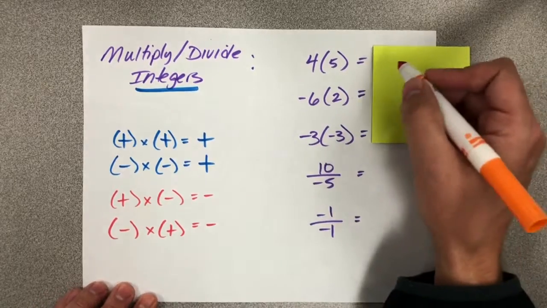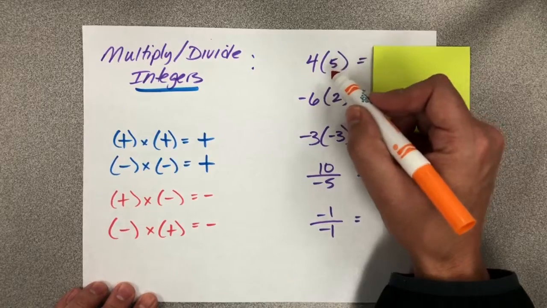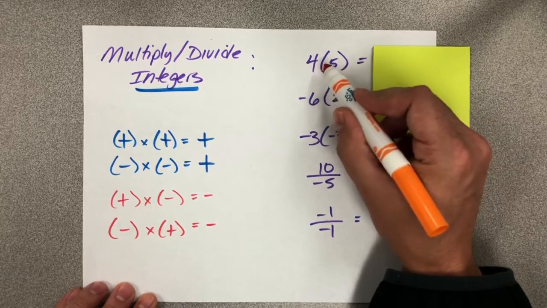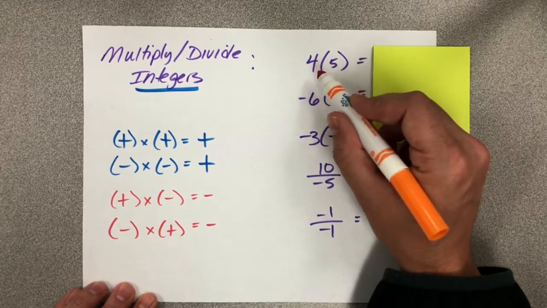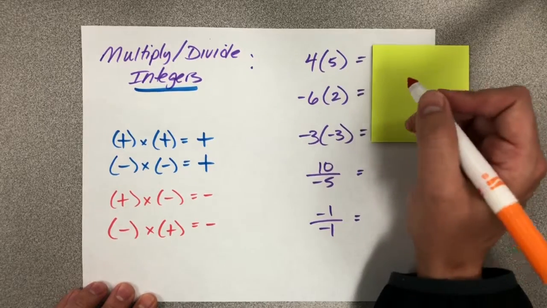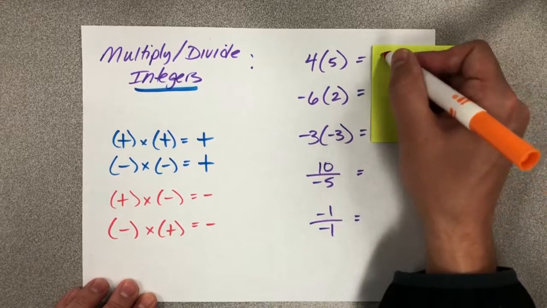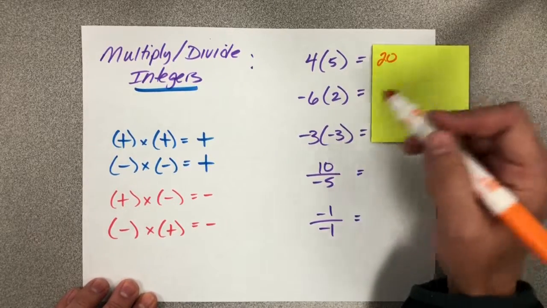Let's look at some examples. In this case, notice this notation here. There is no x or multiply symbol between these two. It's just got a 4 and a parentheses 5. In algebra, that's often how they imply multiplication. 4 times 5 is a positive 20 because they're both positive.